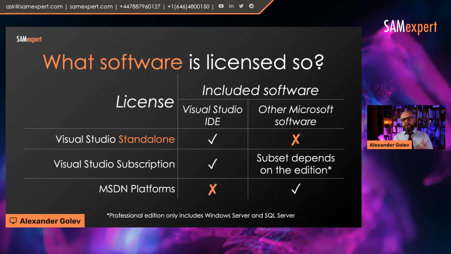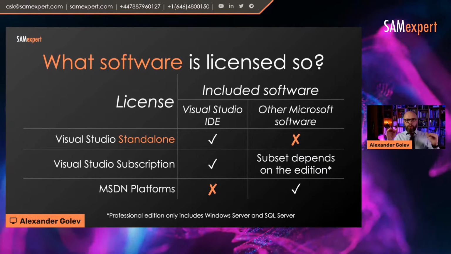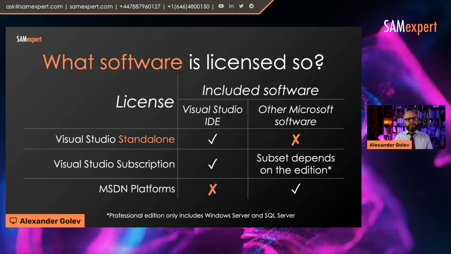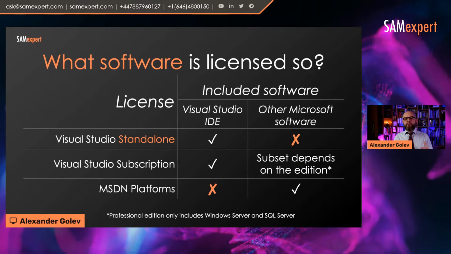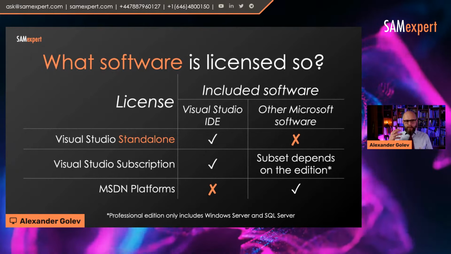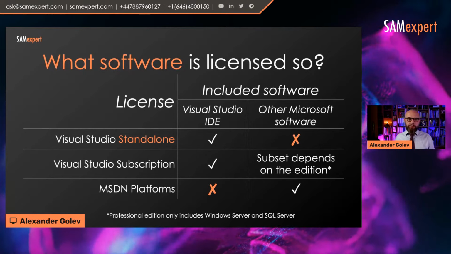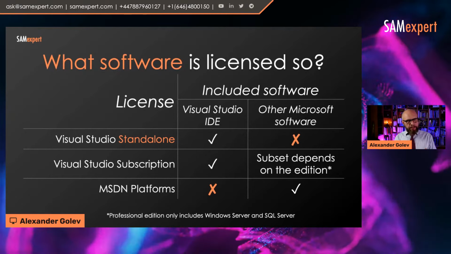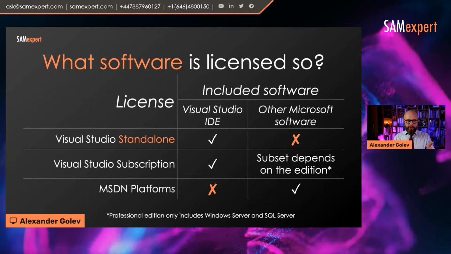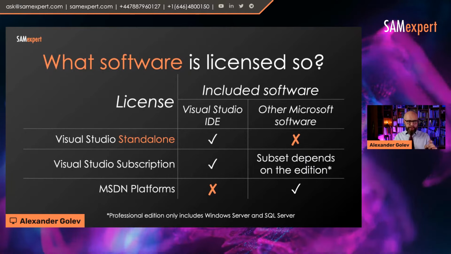So what products you get depends on the edition, and I have a slide at the end of this presentation that shows you what editions and subscriptions include what. If you want more detailed information, go to the Visual Studio website. I think it's visualstudio.microsoft.com. They have a downloadable PDF that outlines exactly what software comes with what subscription, and what subscriptions do not include anything. That's also important.